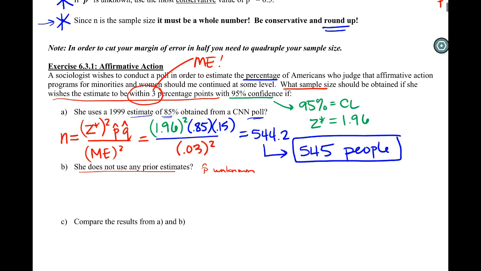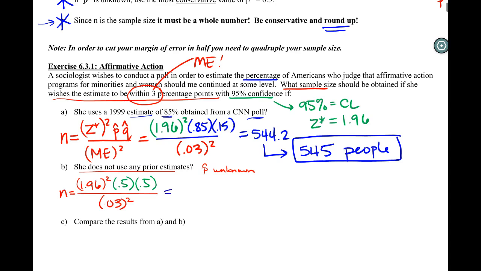So we're using the exact same formula. We're still doing a 95% confidence interval, so there's no reason to change my z. We still want to be within 3 percentage points. My margin of error hasn't changed. The only thing that's changed is we're not going to use that horribly outdated 1999 estimate. If I don't know what it is, and I don't believe this is at all accurate because it's so outdated, I should use 0.5 and 0.5 because we don't know our p hat. We want to go to the top of the vertex of our parabola.